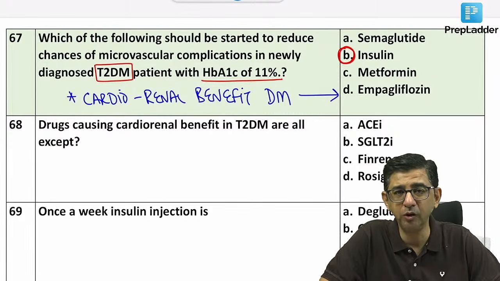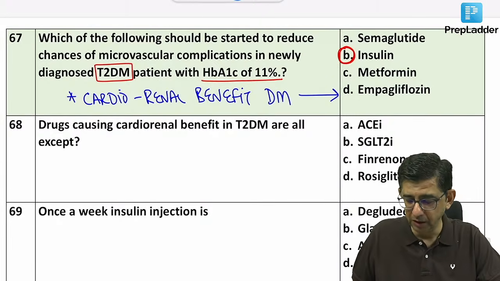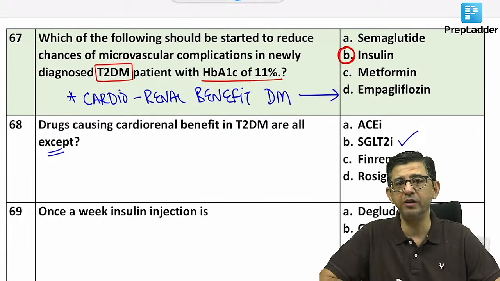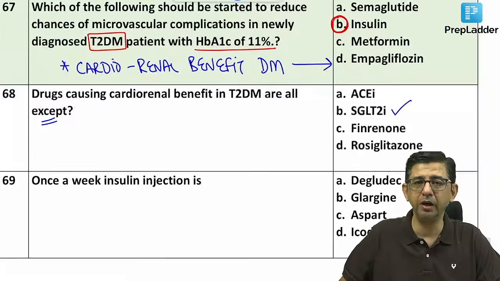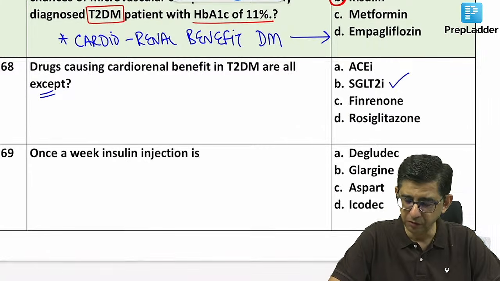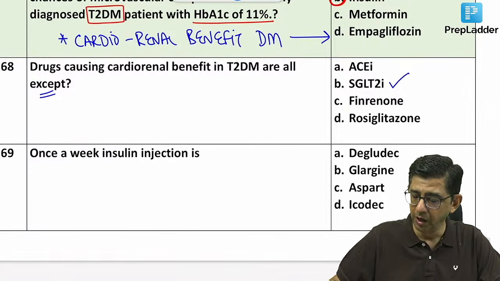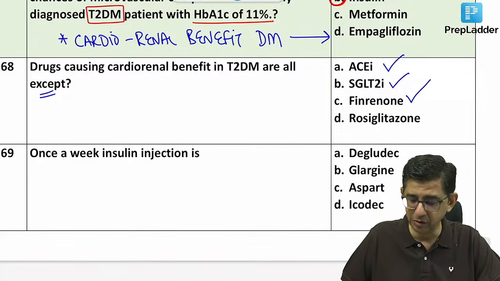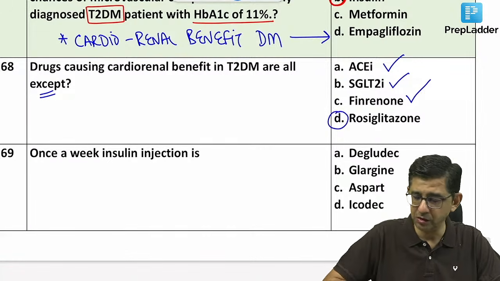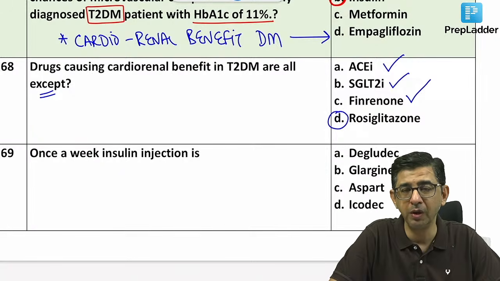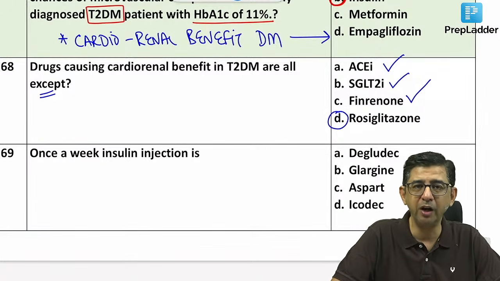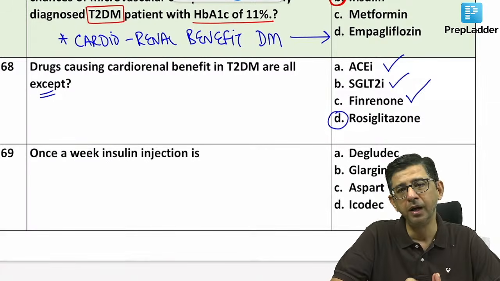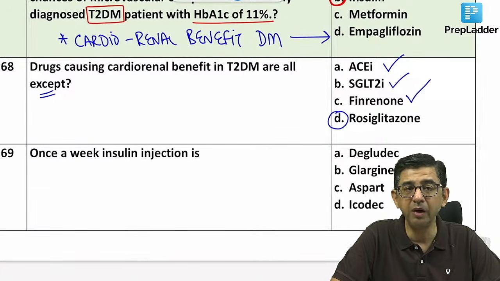Coming to the 68th concept, cardiorenal benefit, except. Here the question is except one. So SGLT2 inhibitor is obviously one of the drugs that causes a cardiorenal benefit. Yes guys, which of the following is not going to be useful? So ACE inhibitors will reduce the damage in the kidney. Finerenone also has been shown to reduce the damage in the kidney. Then the answer in this case would be D, that is rosiglitazone. Rosiglitazone worsens cardiac mortality. If cardiac mortality is worsened, then even the renal outcome would be affected in a patient.